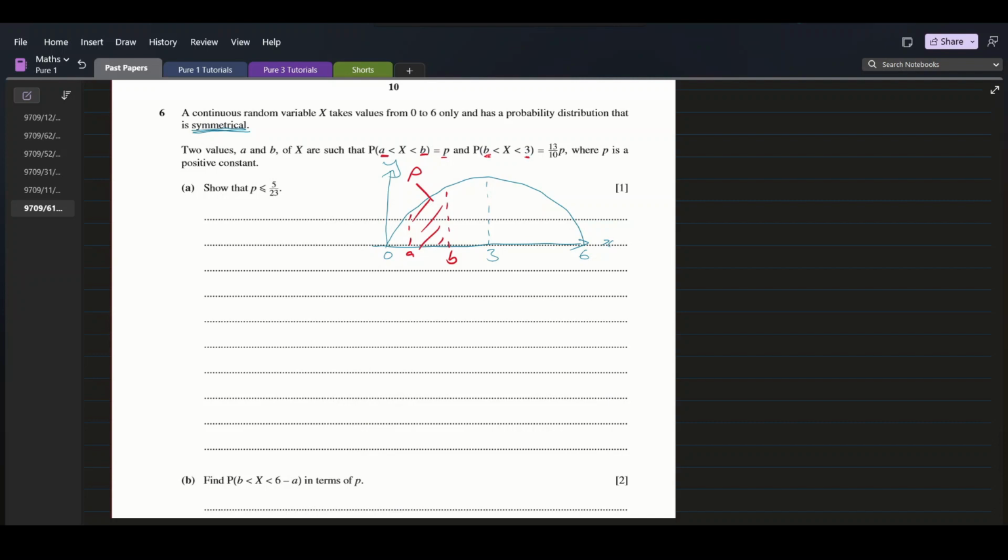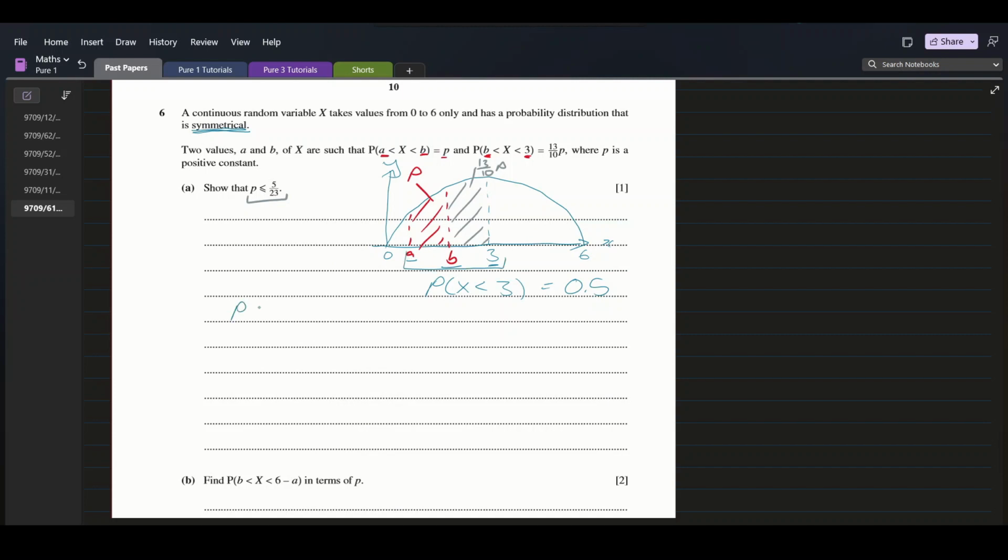And then we have the region that's between b and 3. Let me use a different color for that. This region over here, this region in gray, that is equal to 13 over 10p, where p is a positive constant, and we're required to show that p is less than or equal to 5 over 23. Since our PDF is symmetrical, it means that the probability that X is less than 3 is equal to 0.5. Since it's symmetrical, the area to the left of 3 is equal to 0.5. And from here, we were just estimating where to put a and b. We don't know exactly where they lie.